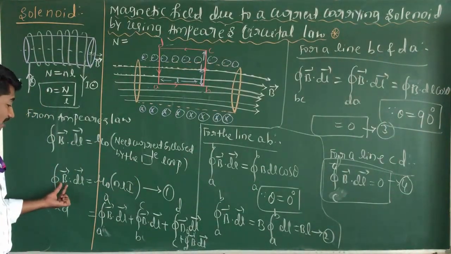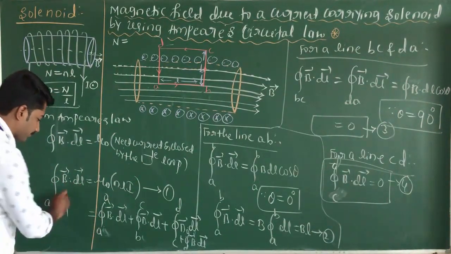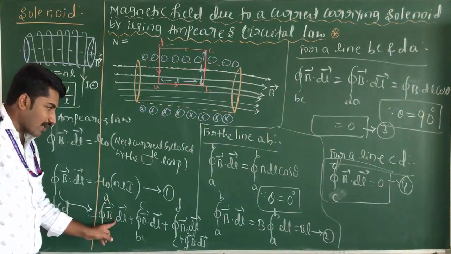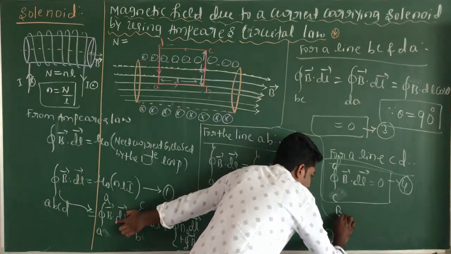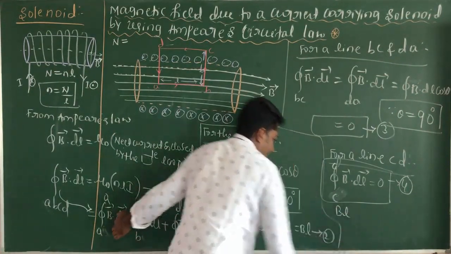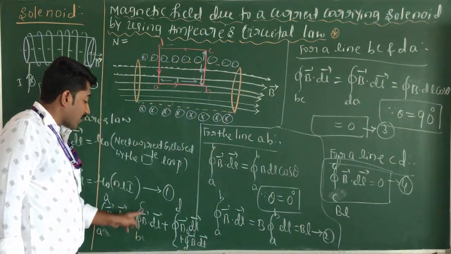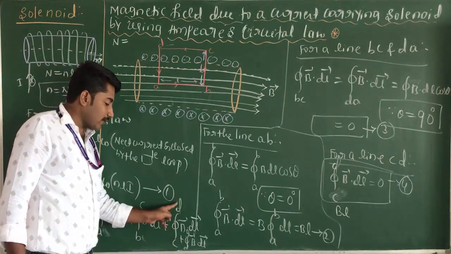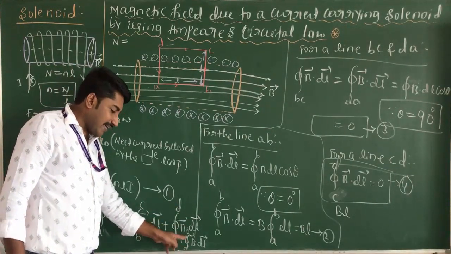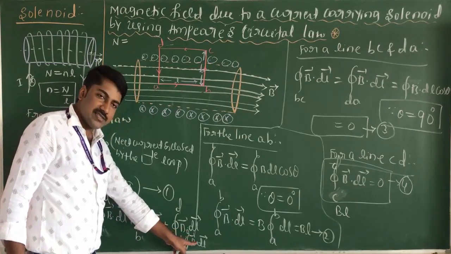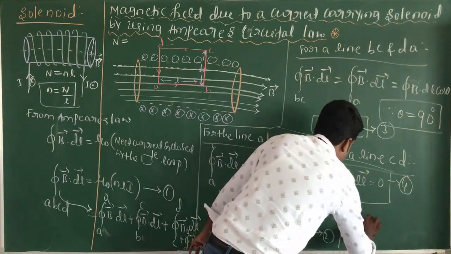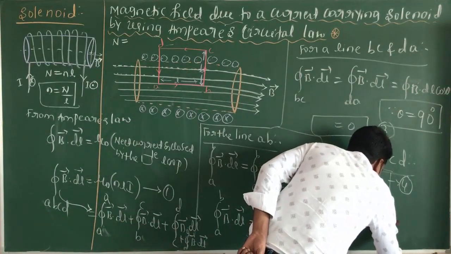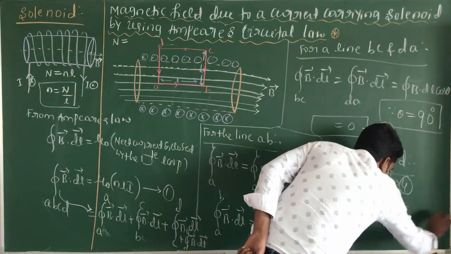The line integral of B dot dl: from A to B, B dot dl value is B into L. The line integral from B to C of B dot dl is 0. Then the line integral from C to D of B dot dl is 0. Then from D to A, B dot dl is 0. Then BL is equal to mu naught n into L into I.